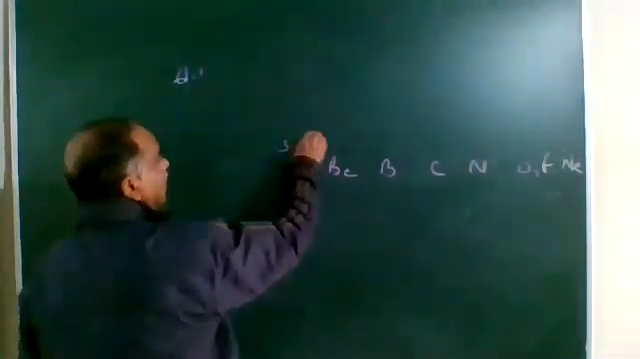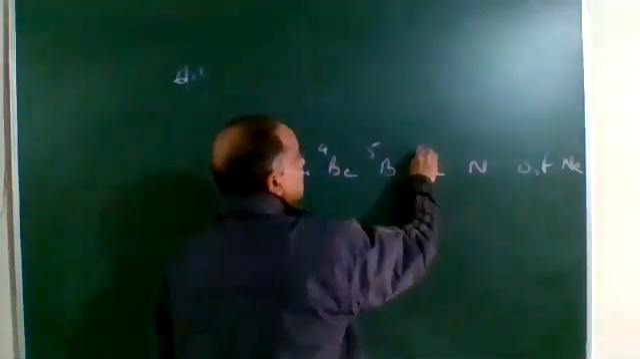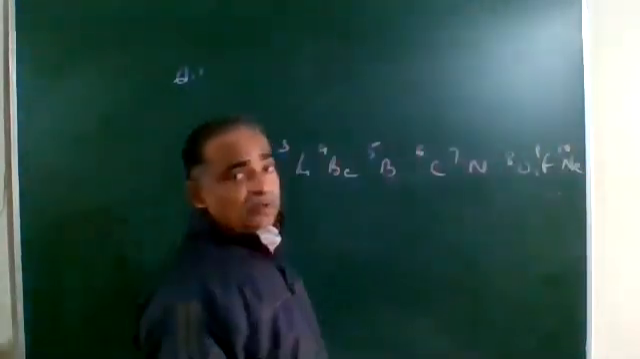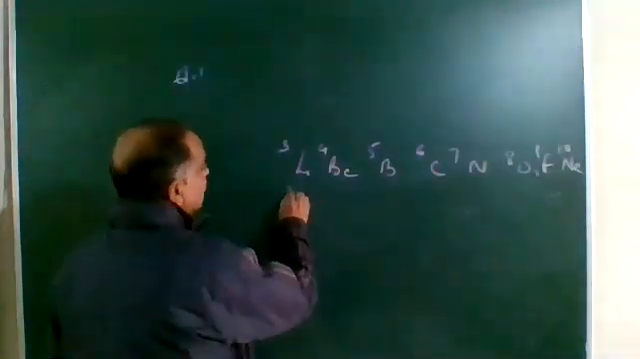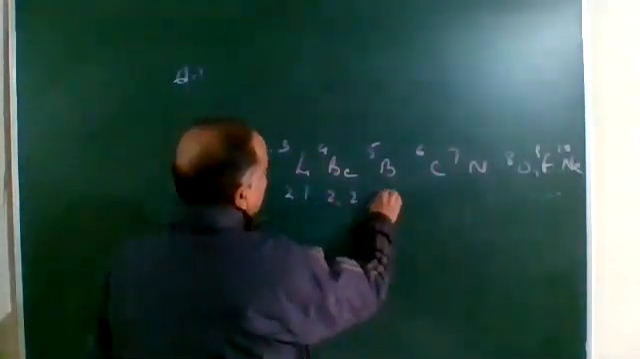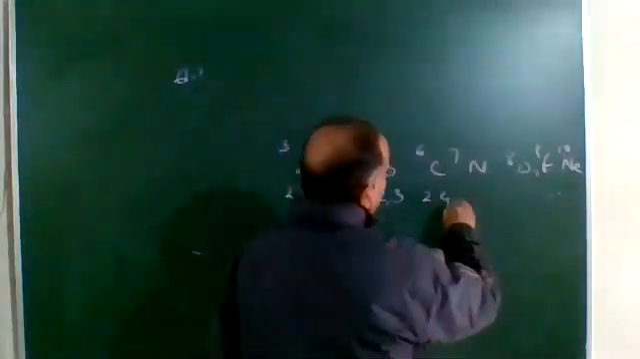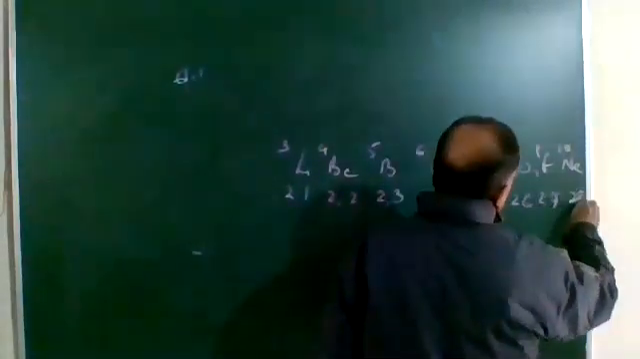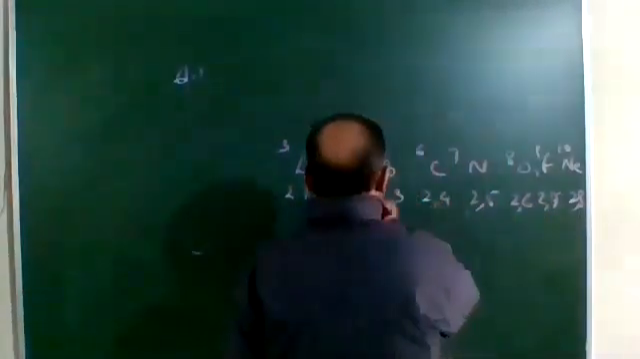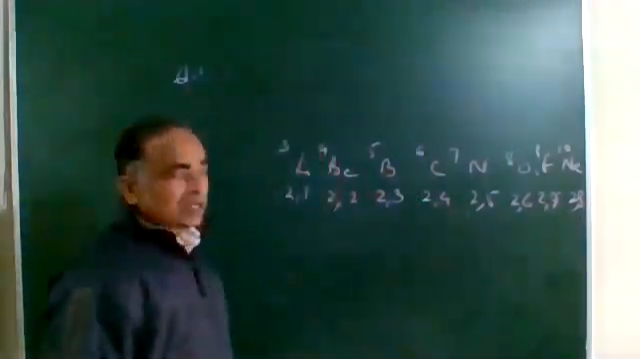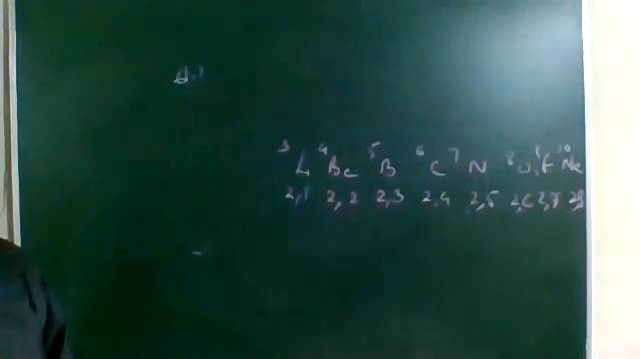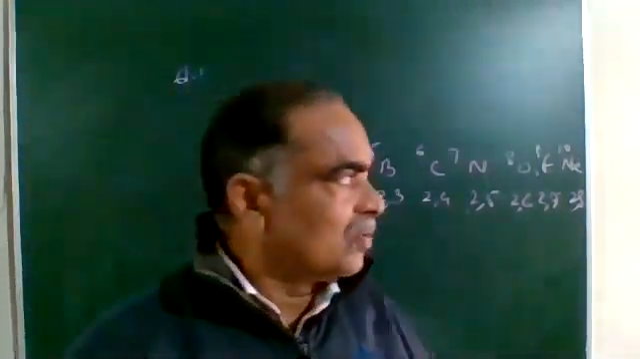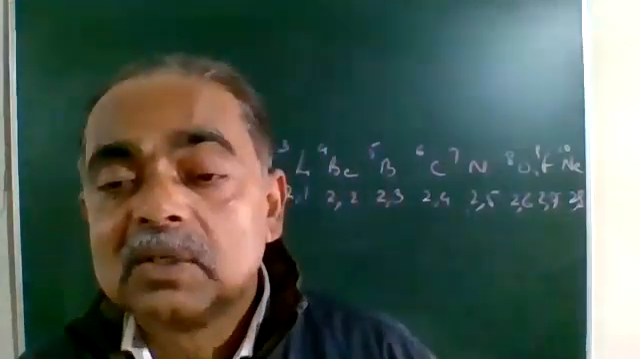Arrangement is ready: 3, 4, 5, 6, 7, 8, 9, 10. Ascending order of atomic number. Electronic configuration from 2,1; 2,2; 2,3; 2,4; 2,5; 2,6; 2,7; and 2,8. So this is what it is. Now, something which is common in all these elements, you can understand it. All these elements are what? Two shells. 2,1; 2,2; 2,3; 2,4; 2,5; 2,6; 2,7; 2,8.